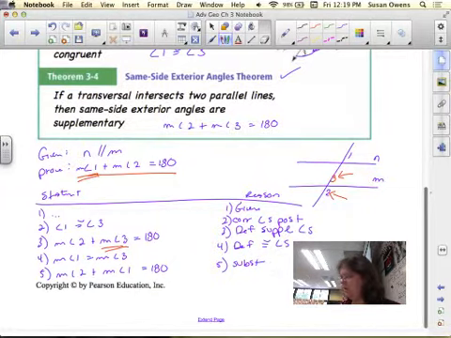Substitution property of equality. You can also call it transitive property of equality. And in this case, I'm done. You don't need to switch the measure of angle 1 and the measure of angle 2. It's the same, it equals 180, and so I am done with this proof.